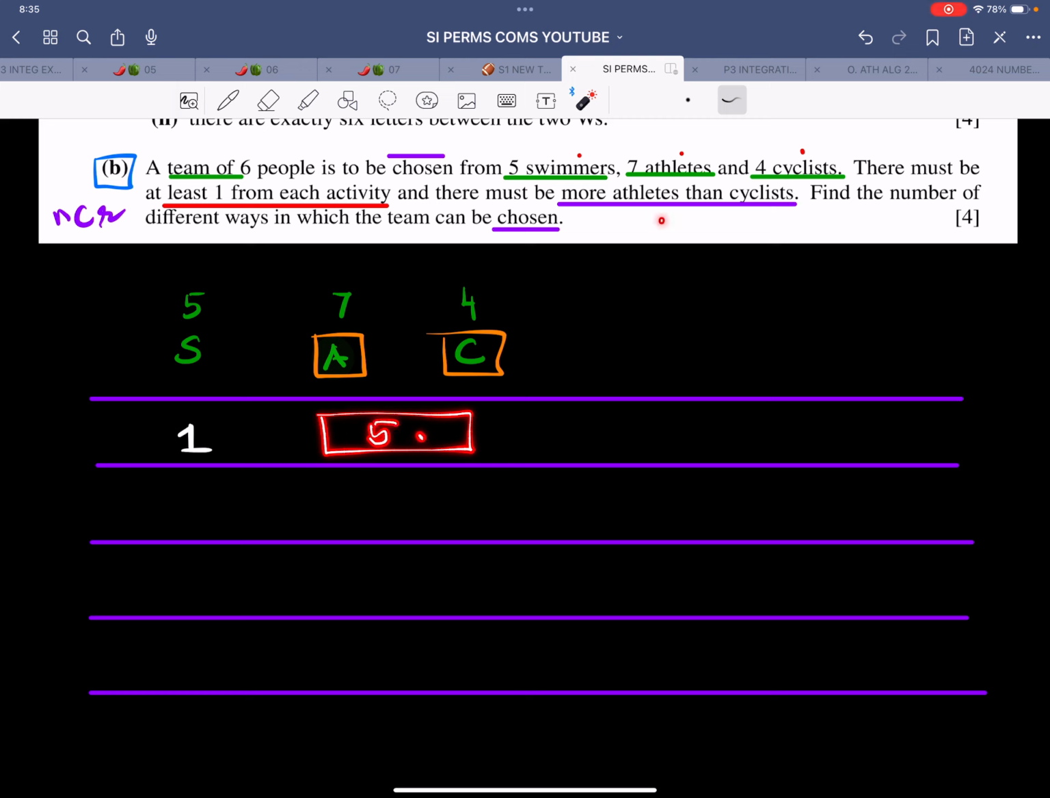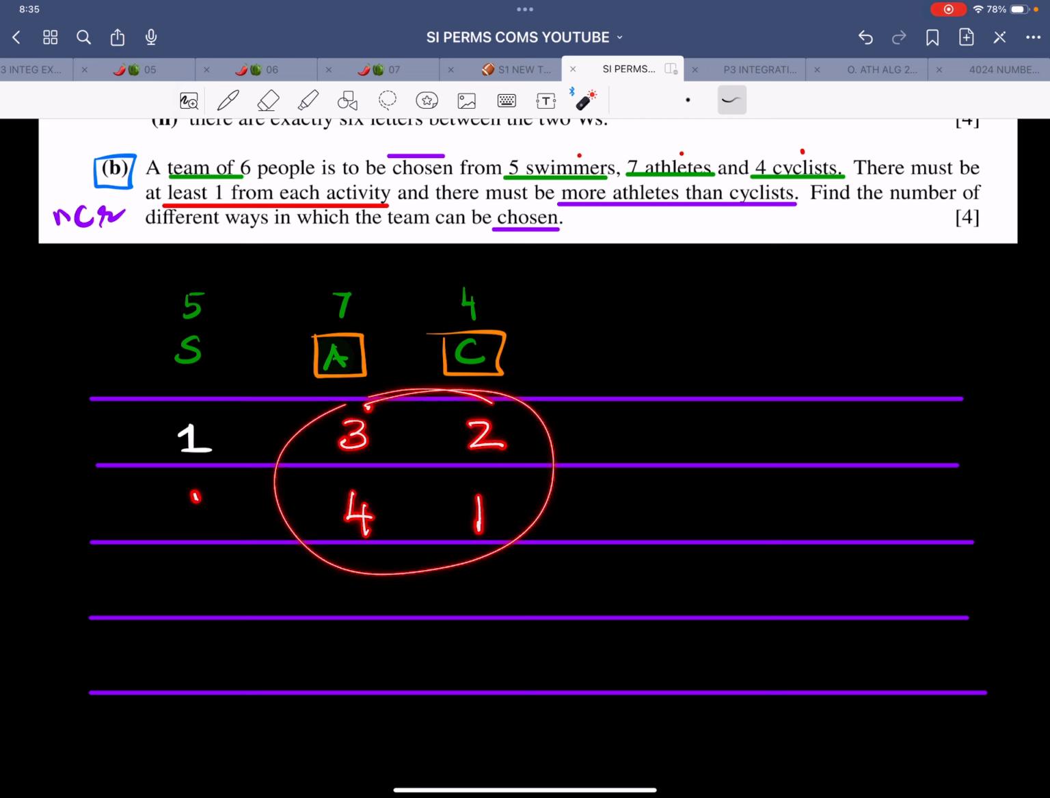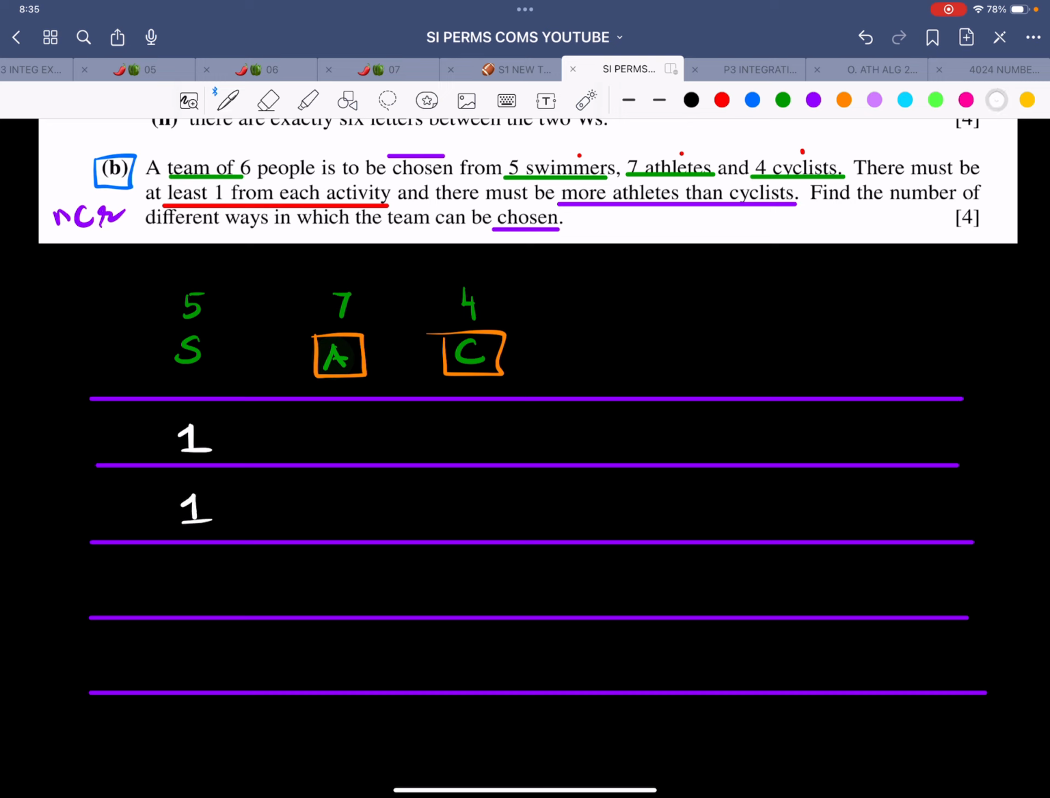There should be more athletes than cyclists. So I can write 3-2 over here. I can write 4-1 over here. That makes up 5, and this 1 is constant. So let me write 1 over here, 3 over here, 2 over here, 4 over here, 5 over here. Now someone can ask this question, can I write 5-0? The answer is no, we cannot write that, because there should be at least one from each activity. So that's one thing that I've done.